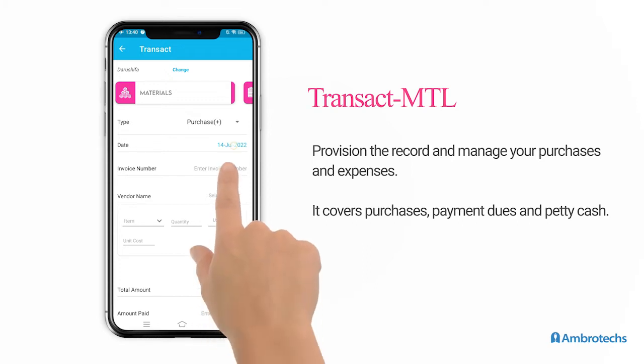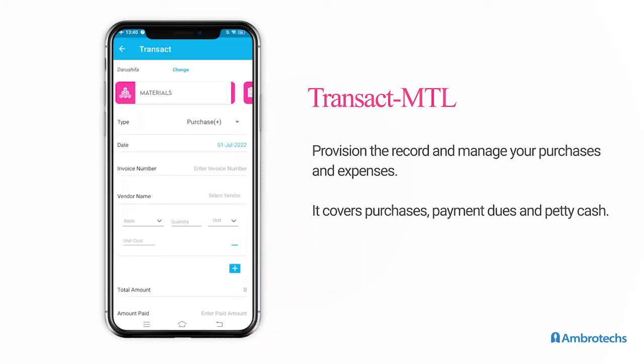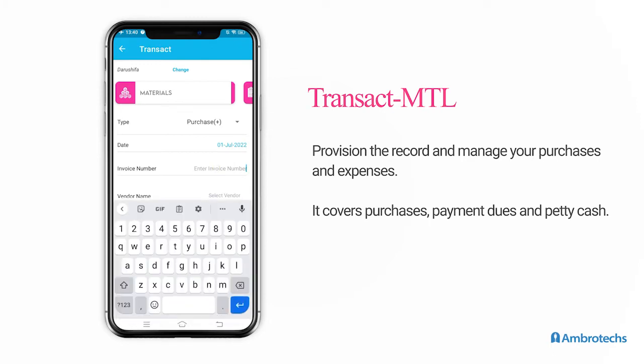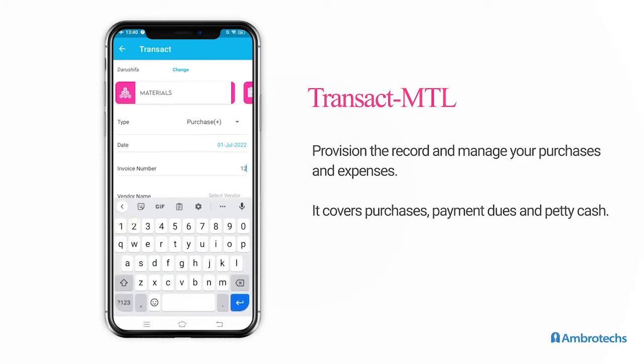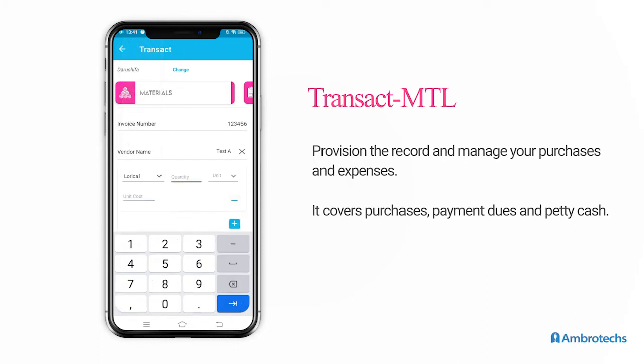Select the date. Enter other details like invoice number and vendor name. Fill in the details of the item being purchased. Click on the plus button to add more items.